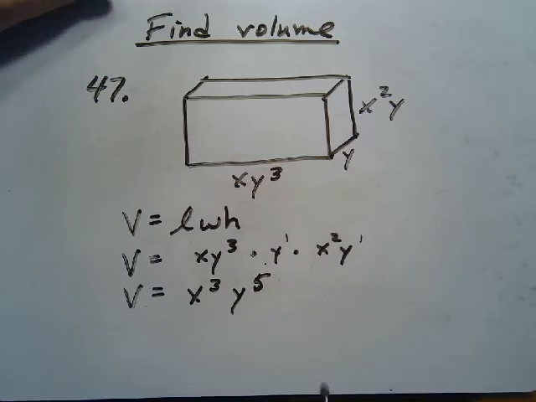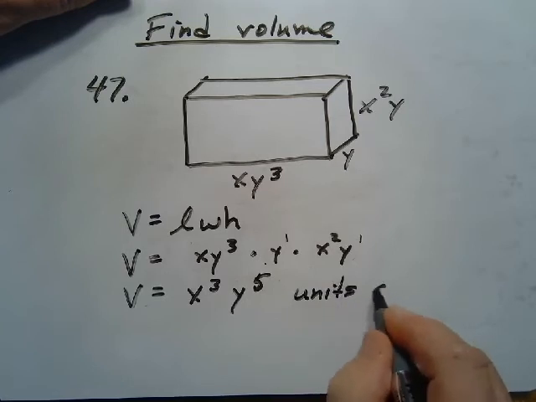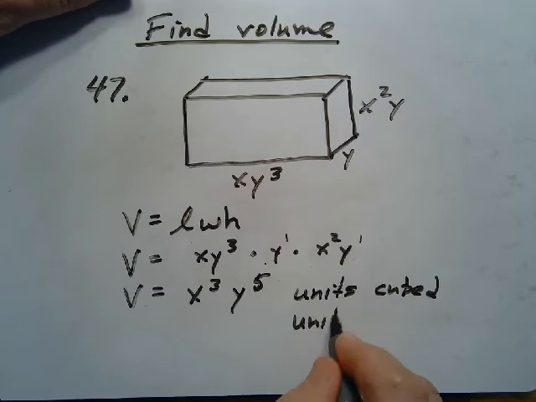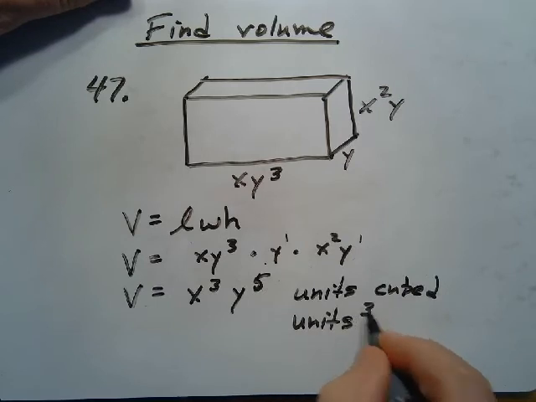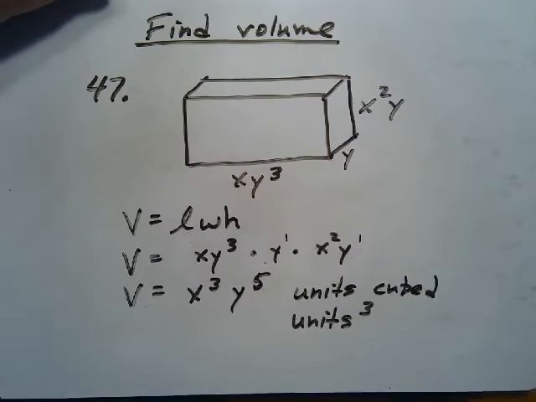And we're going to write our answer in what's called units cubed. Usually we don't need to write the word that way. We could just write it units cubed. That's just a way of saying it's 3 dimensions and you found cubic units. Or you could say cubic units.